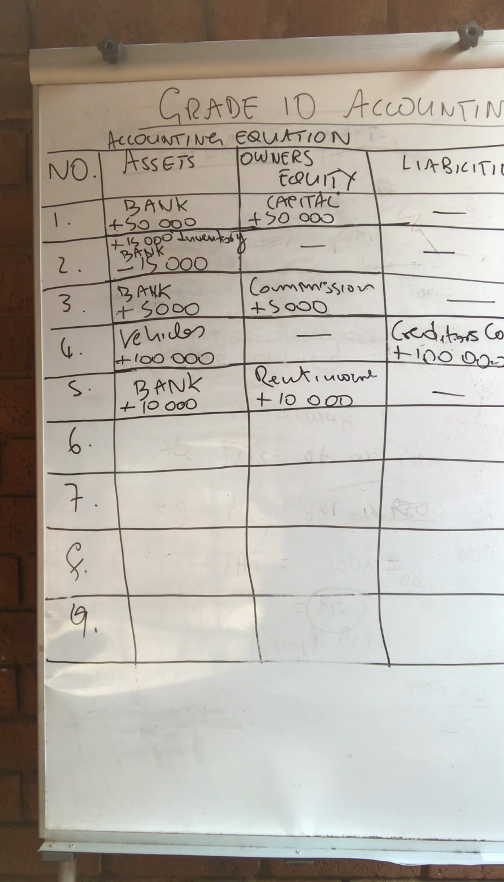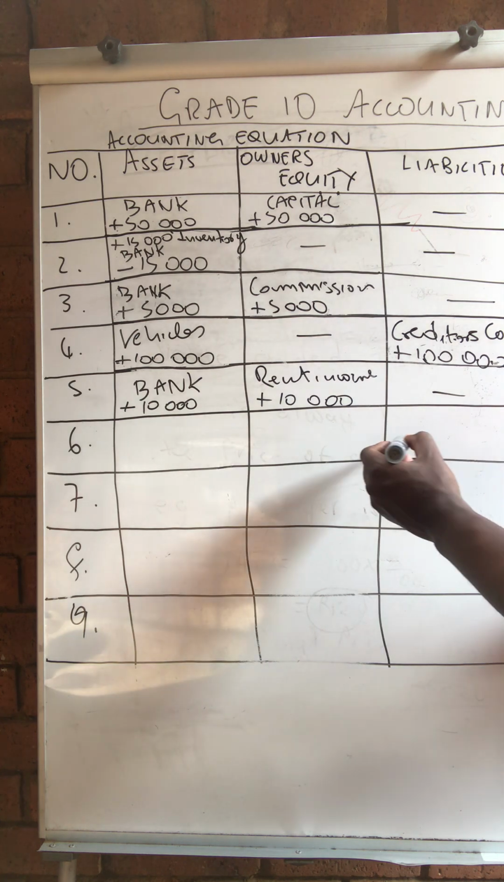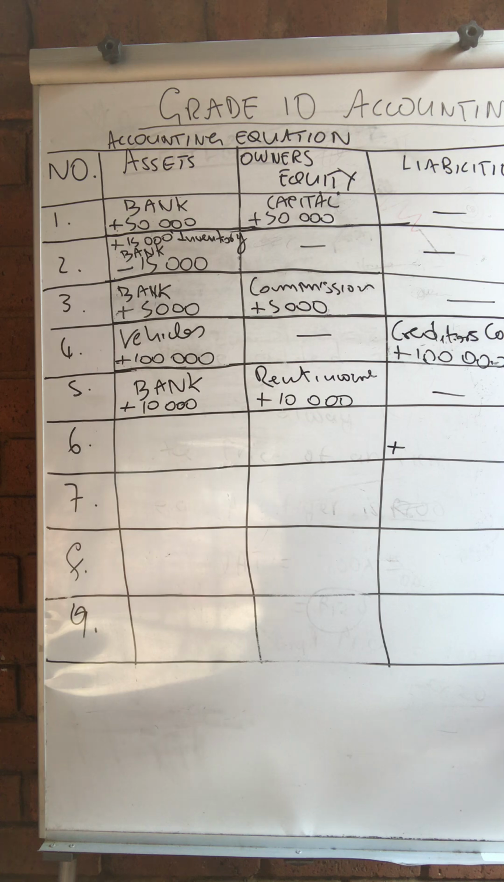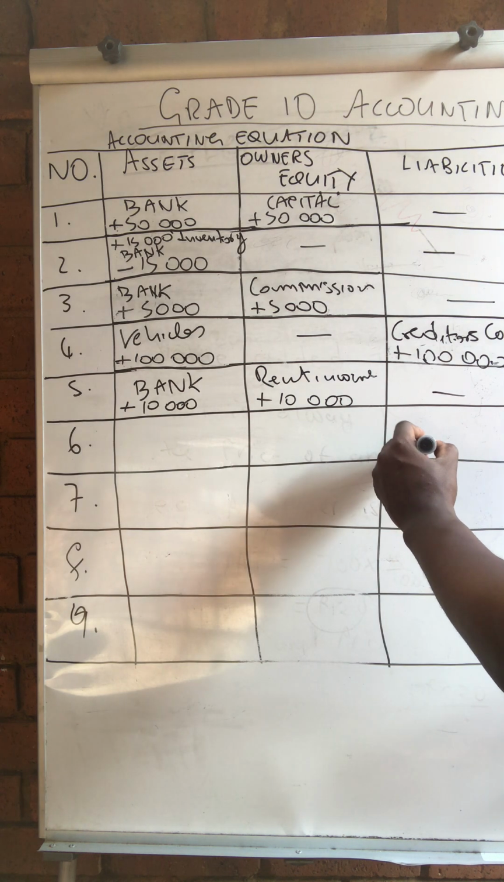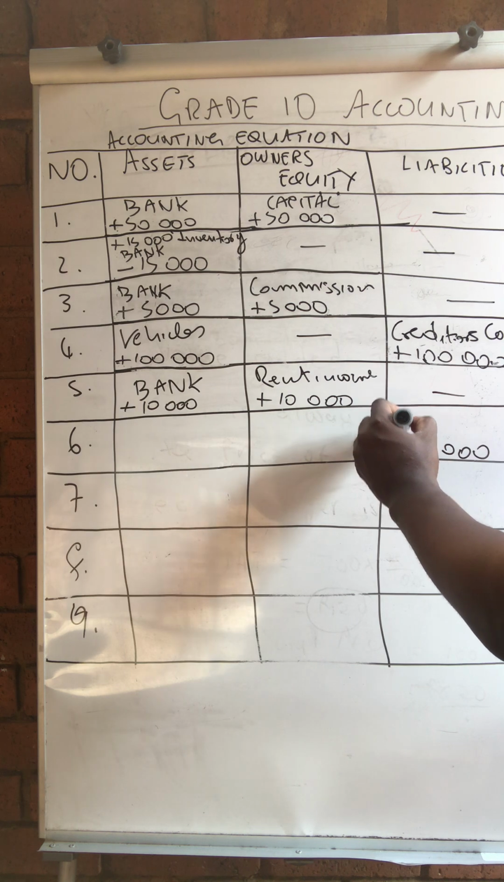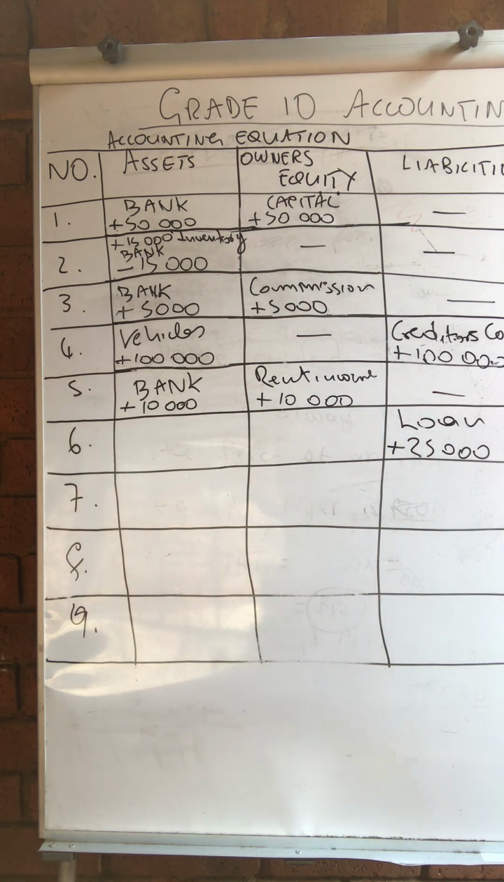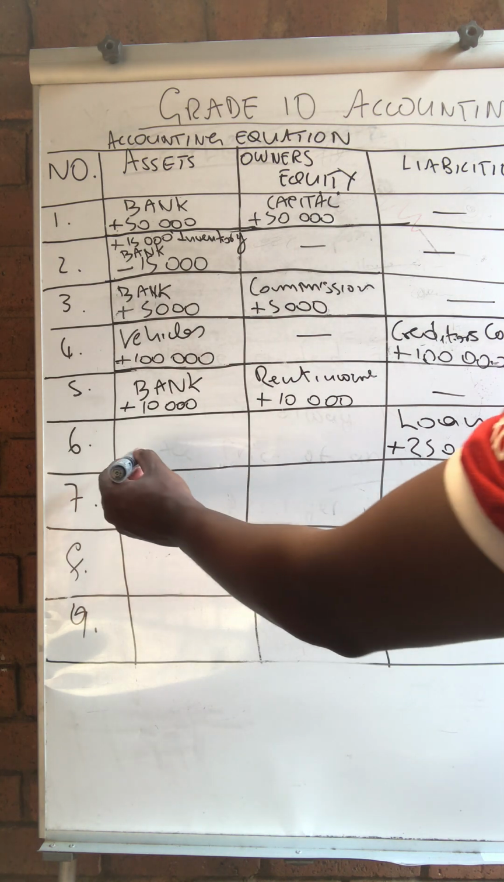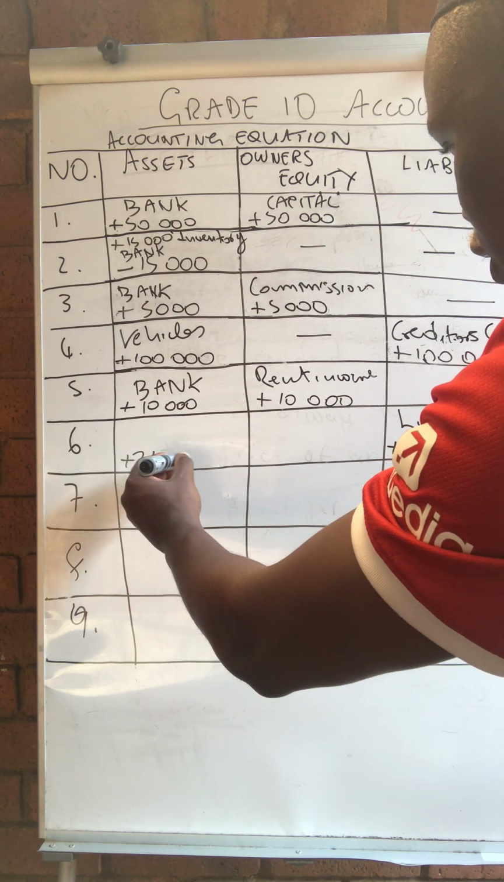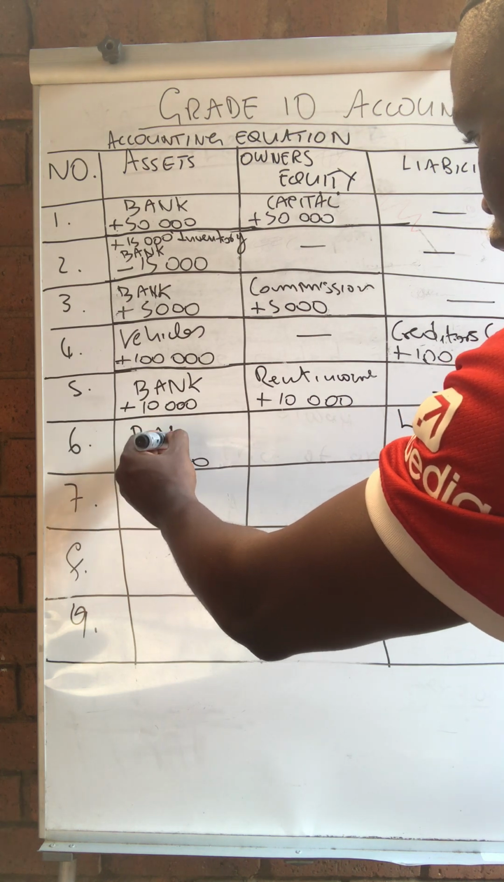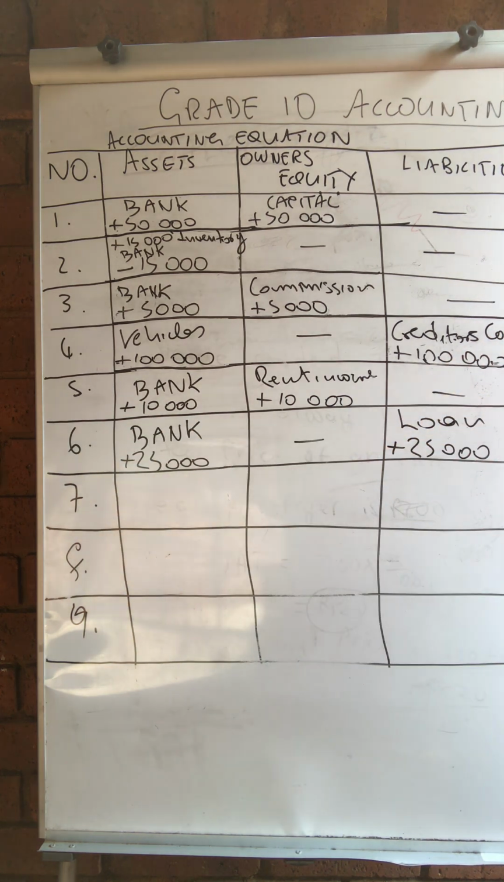Let's go to transaction 6. We received a loan of 25,000 rands from ABC Bank. We received a loan, which means we owe ABC Bank, which means our liabilities are increasing. So plus 25,000 rands on our liabilities. It's a loan, right? Now, this loan is in the form of cash. If it's in the form of cash, that means this money was deposited into our bank account. So you come to your assets, you say plus 25,000 rands. This money came into our bank account. Nothing happened to our owner's equity.